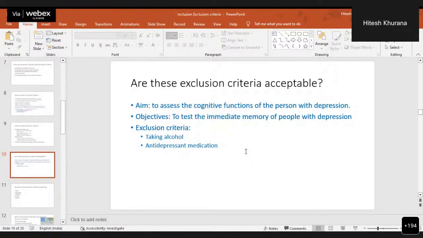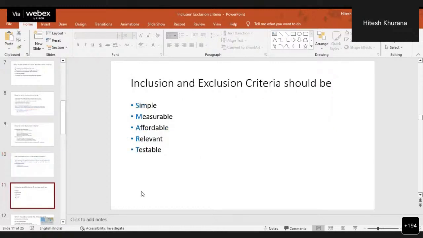Antidepressant medication, again, this can be taken on the same lines, and it will also have the same kind of problems as with the alcohol intake. Both these are quite similar, and we need to take care of that. We have to be very precise in the wording of our inclusion and exclusion criteria.